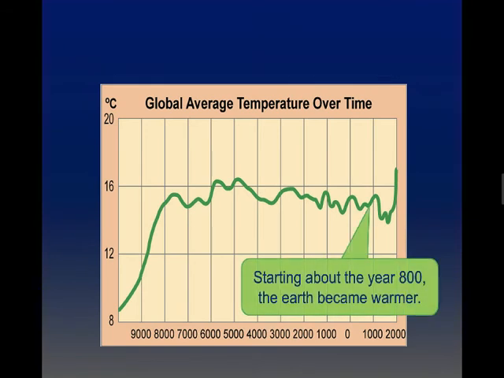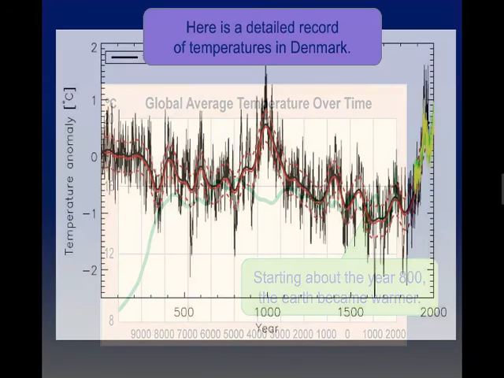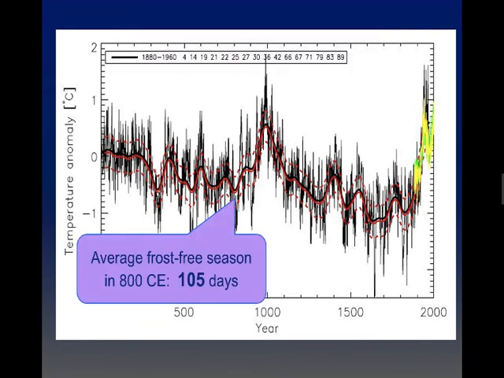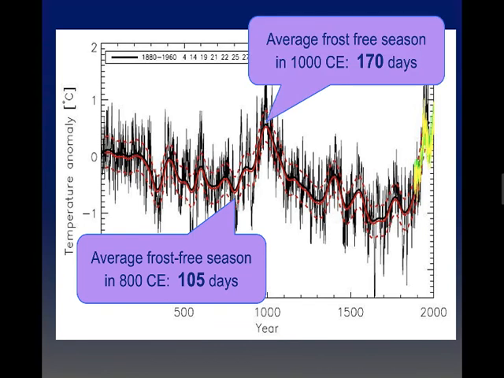Starting about the year 800, the Earth became warmer, in fact, almost 1.5 degrees warmer. Here is a detailed record of temperatures in Denmark, because there are a number of lakes and caves and other things in Europe that people have looked at to find these climate proxies. And what they say is that the average frost-free season in the year 800 was about 105 days. By the year 1000, the frost-free season had expanded to nearly 170 days.